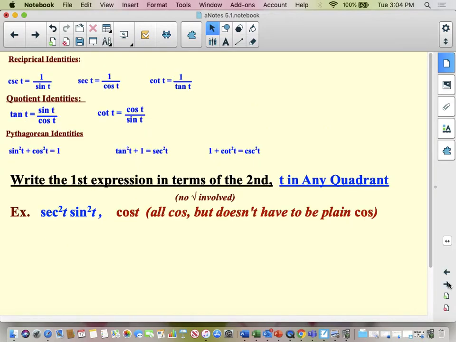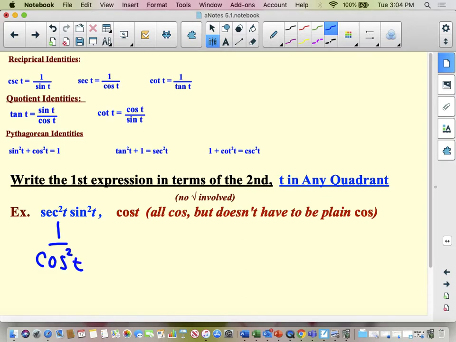Okay, one more on that just so that you can get another example. Write the first expression in terms of the second. So I'm going to write the blue in terms of the red. So again, in terms of cosine. If you think about it, secant is the reciprocal of cosine, so probably a good place to start is this is cosine squared. Again, keeping in mind I'm trying to get everything in terms of cosines.